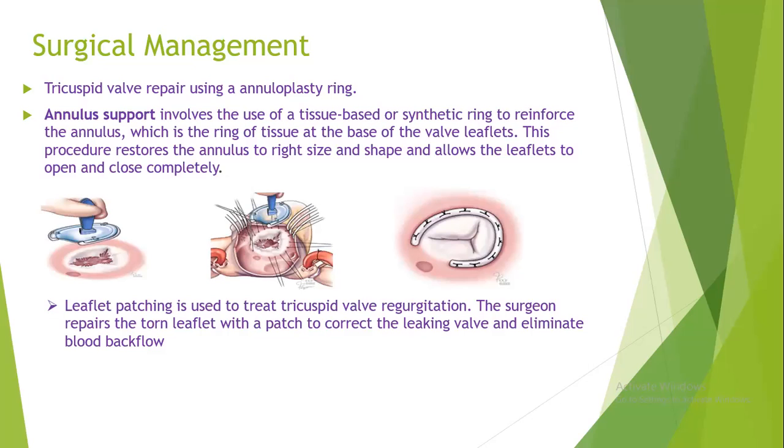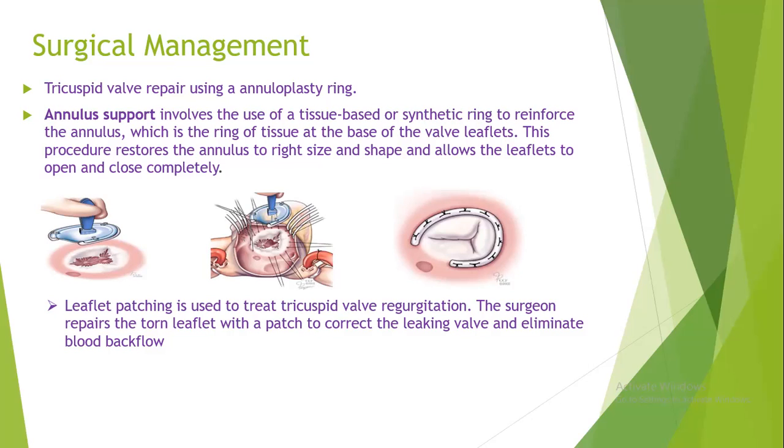Following through, we have surgical management. We have repair using an annuloplasty ring. In the middle of our presentation here, you can see exactly how they insert and place the annuloplasty ring. It involves the use of a tissue-based or synthetic ring to reinforce the annulus, which is the ring of tissue at the base of the valve leaflets. This procedure restores the annulus to the right size and shape and allows the leaflets to open and close completely.